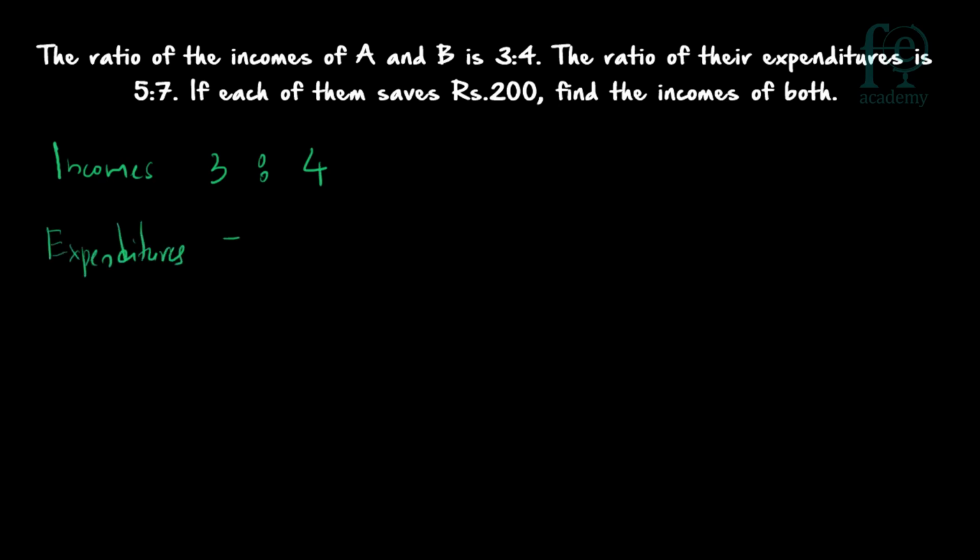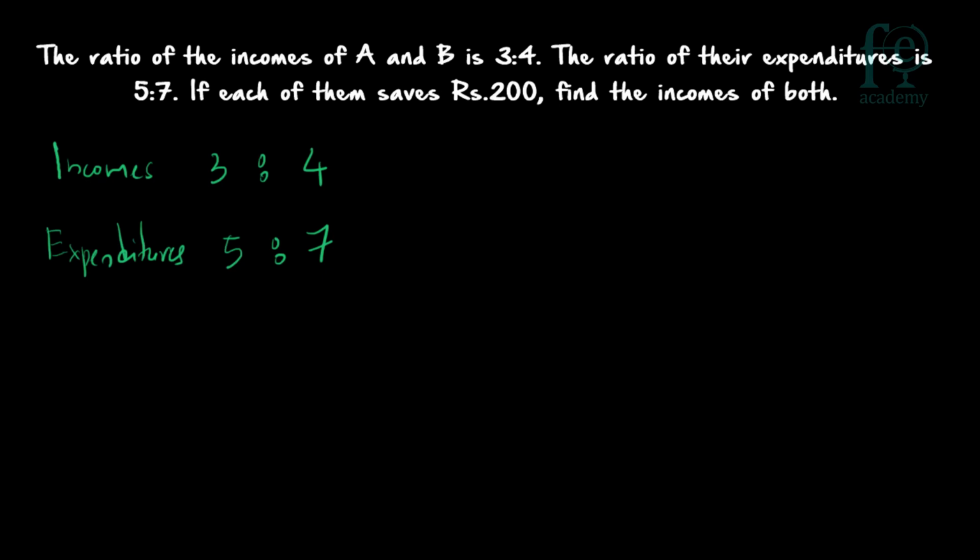So income minus savings is equal to expenditure. So savings is 200. So income minus 200. You have to subtract 200 from each term in order to get the final ratio. Your initial ratio is 3:4 and the final ratio is 5:7. Your income will be your initial ratio and your expenditures will be your final ratio.